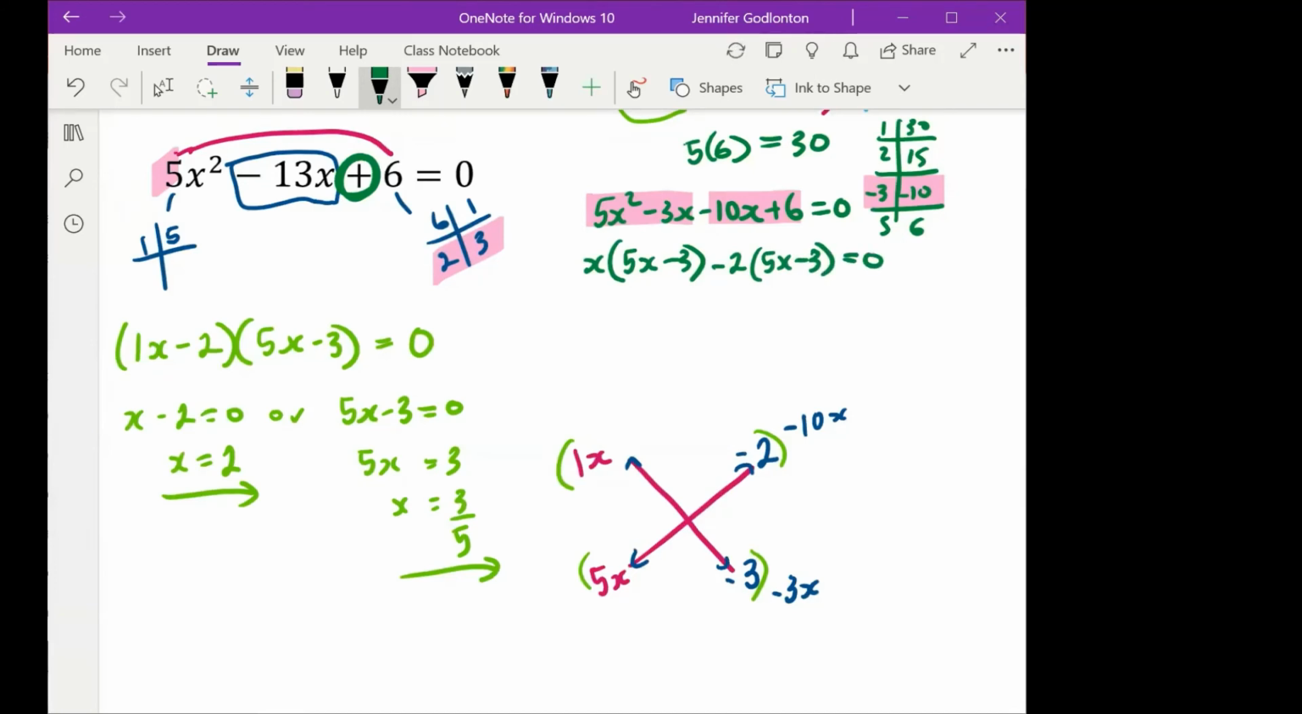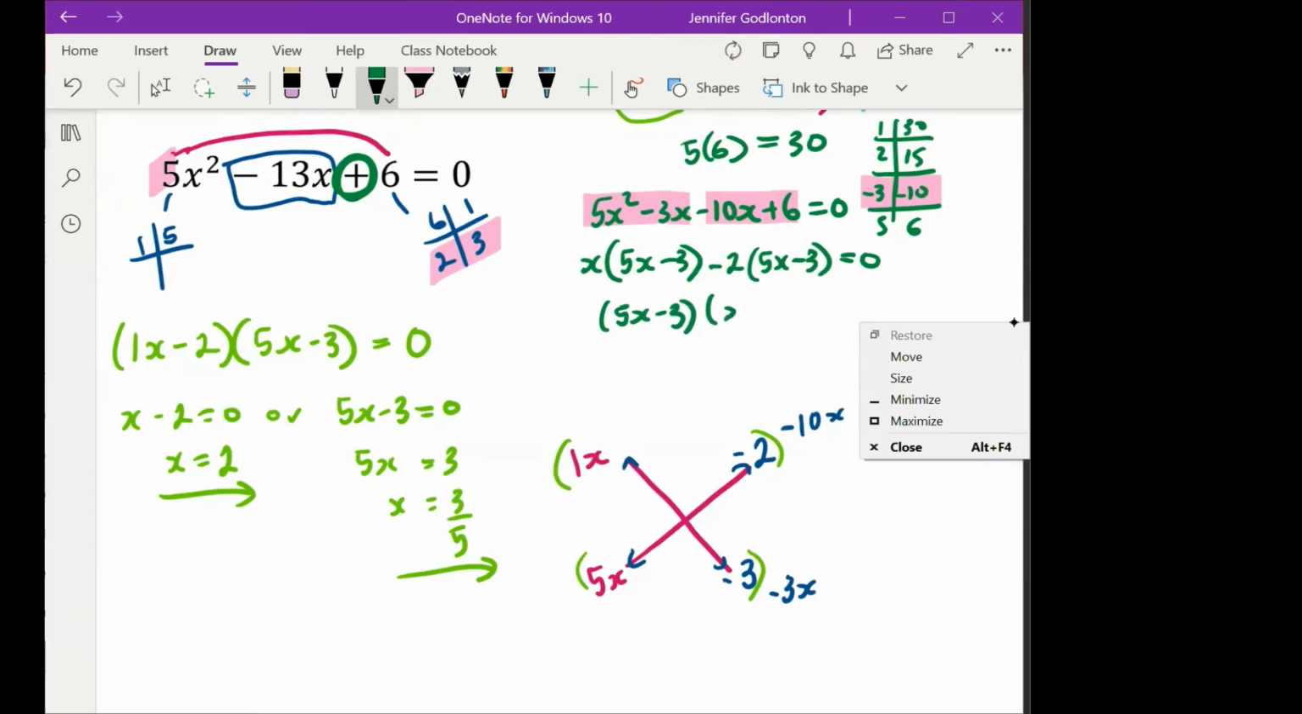Now, the other thing with the grouping method is that your grouping skills have to be good, because if you're grouping wrong, these are going to fall apart. Now I've got my common bracket of 5x minus 3, so I can take it out, and then I'll be left with my x minus 2, and that takes us to that same point.